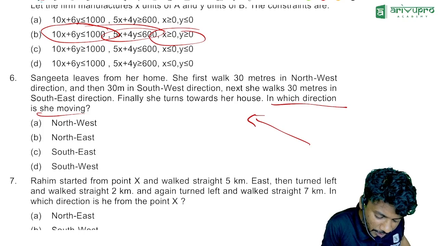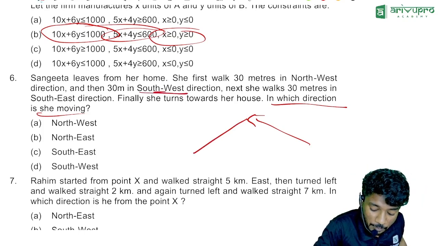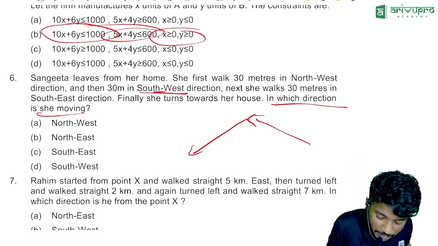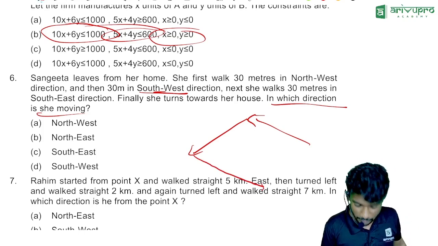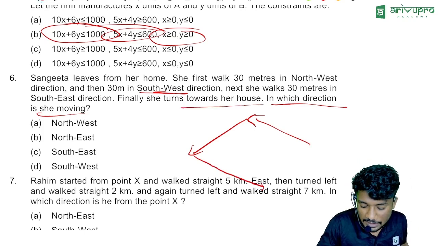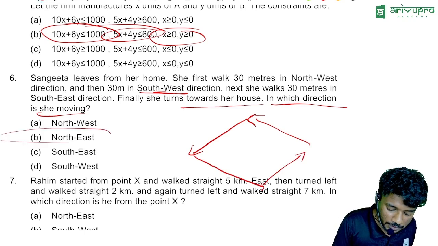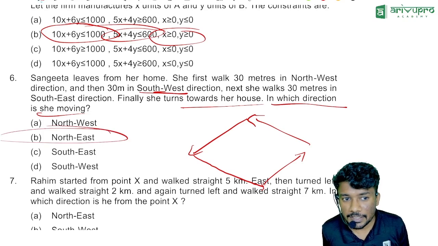Then what is happening? Then she is turning in southwest direction. That means from here she will move towards this side. Then what happens? She walks 30 meters in the southeast direction. So she moved this way. Now finally she moved towards the house. So the answer is northeast, option B. Okay? Got the point? Yes.